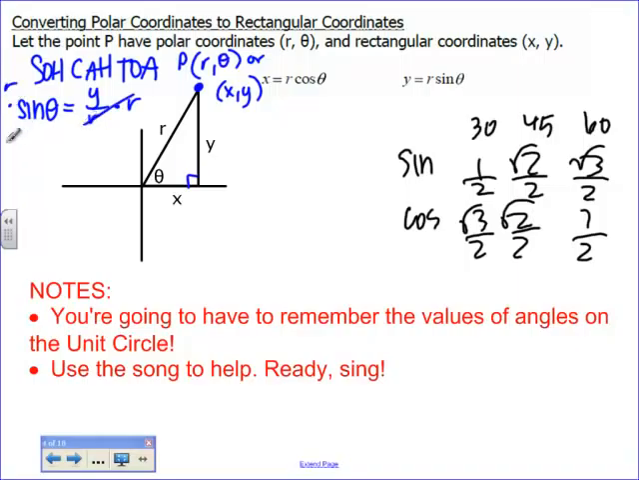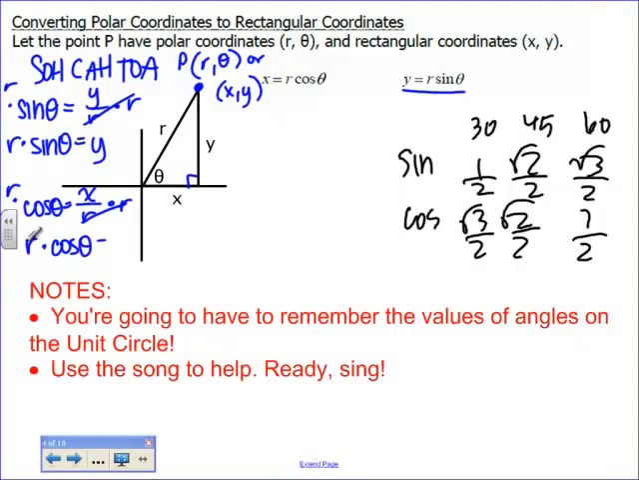You'd get y equals r times sine of theta, and we have that over here. And then if you write a ratio for cosine, cosine of theta would have been the adjacent over the hypotenuse. Solve that for x, multiply by r on both sides, and you'll get r times cosine of theta equals x. And you'll see we have that equation as our other one.